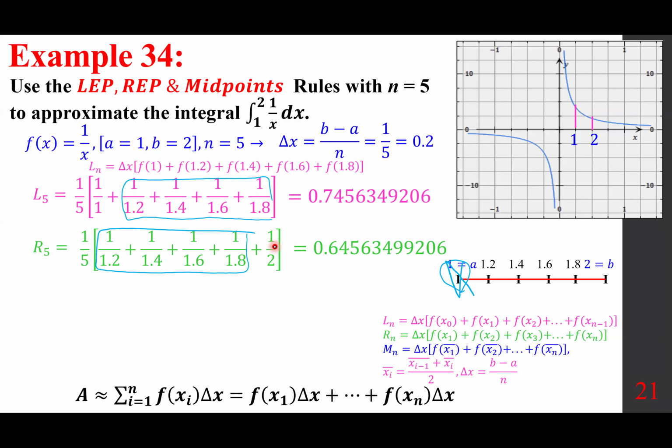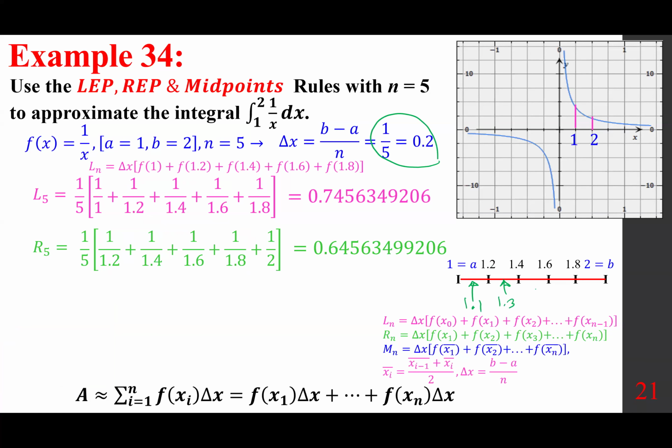Now, for the midpoints, again, let me erase my work. Just go with the midpoint here. Between 1 and 1.2 is 1.1. And then just add delta x. This becomes 1.3. Midpoints, 1.5, 1.7, 1.9. So the same thing. This function, 1 over those numbers and times delta x.